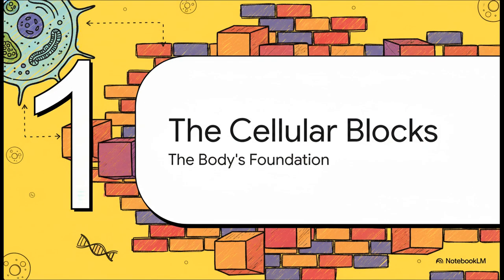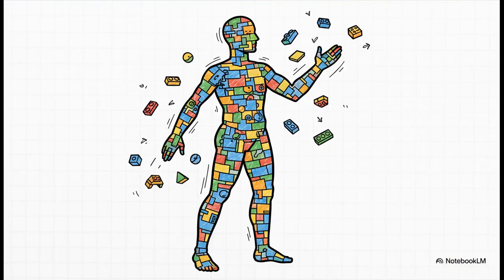Okay, so let's start at square one, the absolute foundation of everything, the cell. If we're really going to stick with this idea of the body as this grand piece of architecture, then cells are the raw material. They're the bricks, the lumber, the steel, everything is made from them. And honestly, this is the perfect way to think about it. Just like Legos, cells are the smallest individual parts that actually do something. You can't build anything without them.